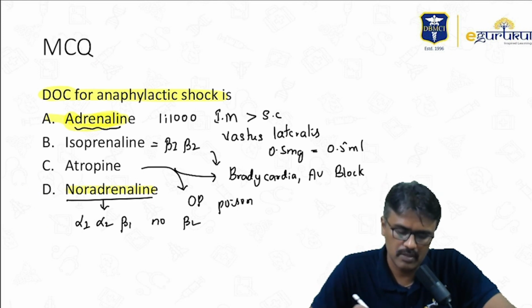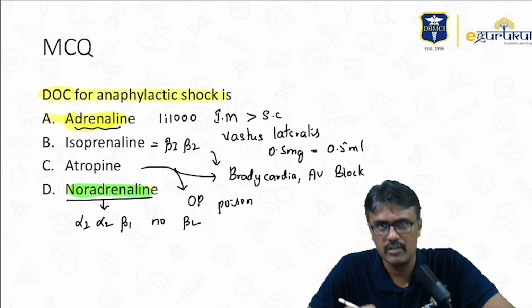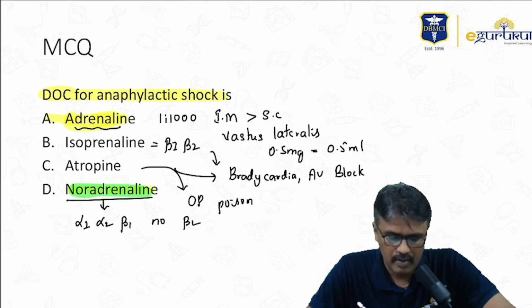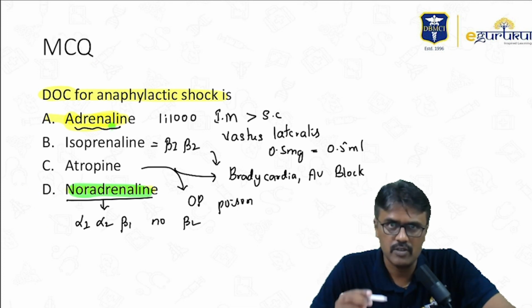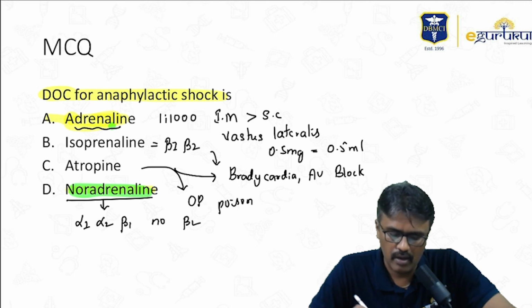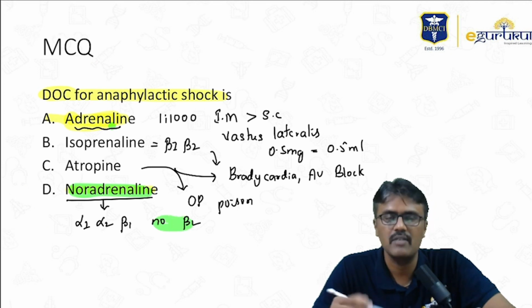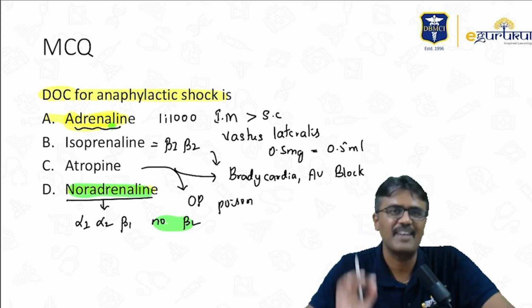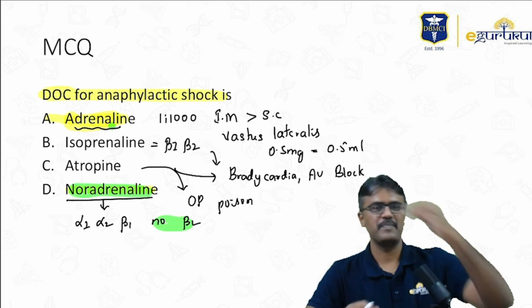Many students ask me this question: sir, why is noradrenaline not the drug of choice for anaphylactic shock? Remember, adrenaline is a physiological antagonist. That is point number 1. Second point, noradrenaline has no beta 2 action. That means we cannot dilate the bronchus. So that's the reason adrenaline is the drug of choice for anaphylactic shock.